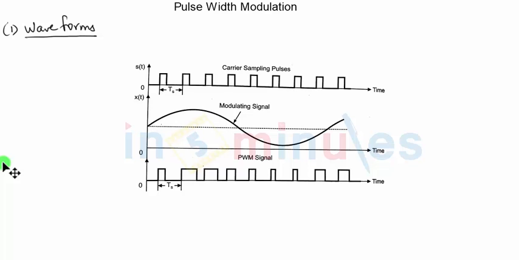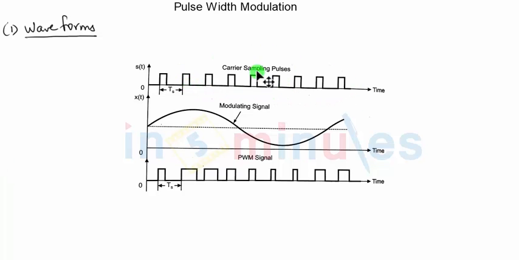In this video clip, we will discuss the second type of pulse modulation technique, which is called pulse width modulation. Now, as the name suggests, in this particular modulation technique, we are going to vary the width of the pulses in proportion to the modulating signal. In case of PAM, we used to vary the amplitude of the pulses, whereas now we will vary the width of each and every pulse. So we still have the same carrier sampling pulses.